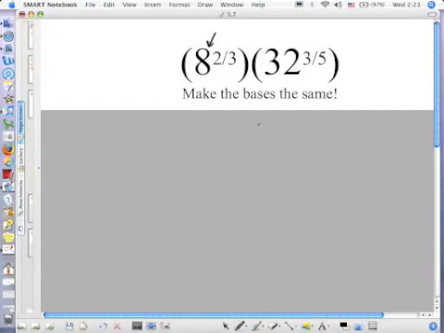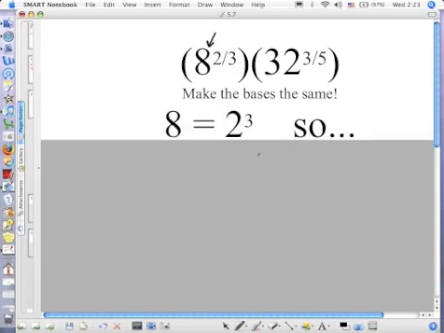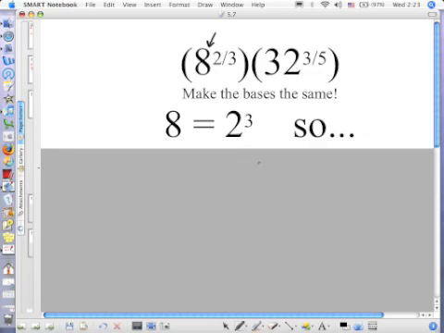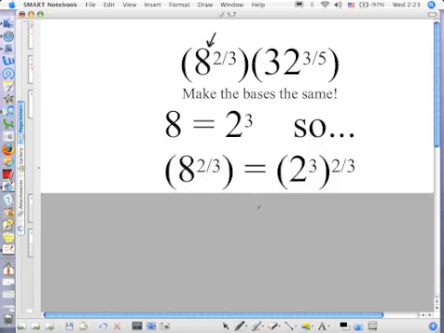Focus on this, right? Just the 8. Is 8 equal to 2 cubed? Yes, it is. So stop guessing. Just pay attention and follow along.